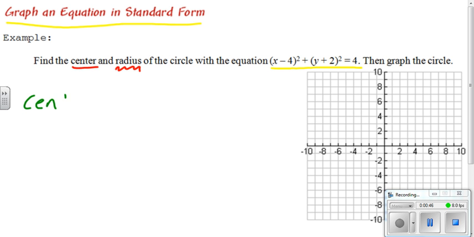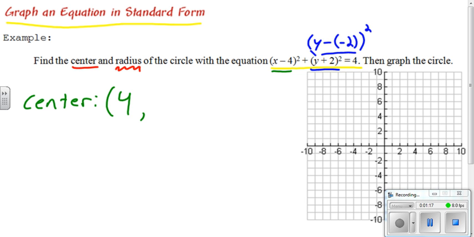Center. Remember from our equation, it's x minus h and y minus k. So if it's x minus h, the x value is going to be at 4. Which then also means if we have y plus 2, that's the same as saying y minus negative 2 squared, this piece here. So that means our k value is actually negative 2. So that's where our center is going to be.